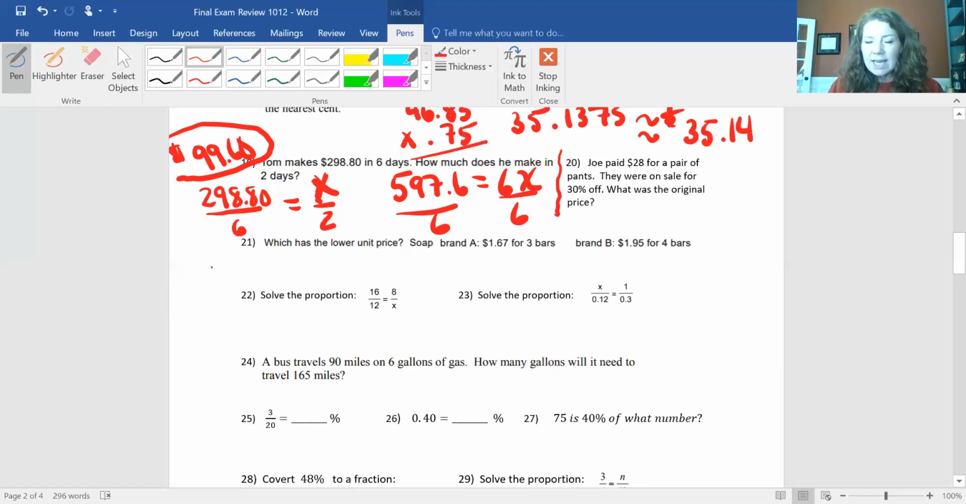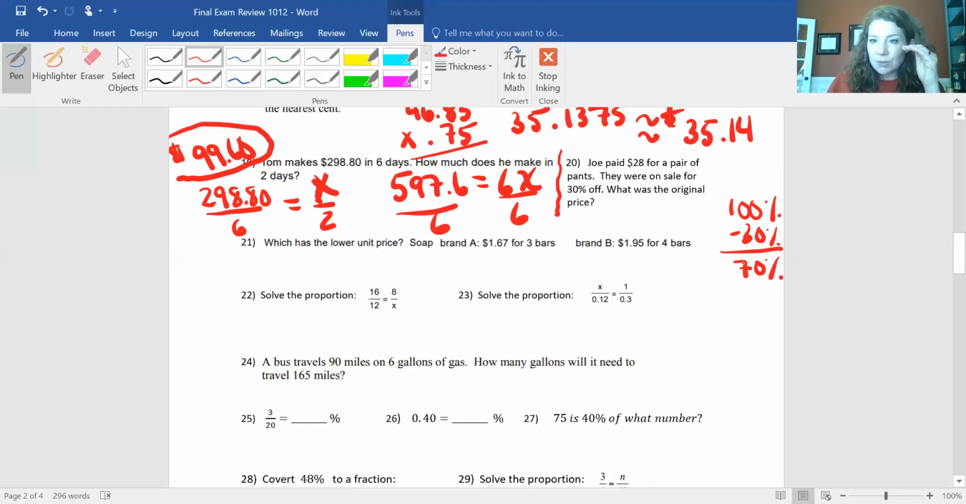Now, number 20 kind of goes along with number 18, except now it tells us what the sale price is. We want to know what is the original price, right? So the sale price is $28. Now, we know that's the sale price because it tells us that those pants were on sale, and it asks us the original price. So think about it, guys. We had an original price, which was 100% of the price, and we took off 30% of it, right? Which means that $28 is 70% of the original price, okay?